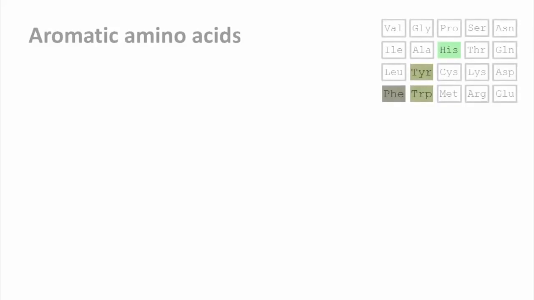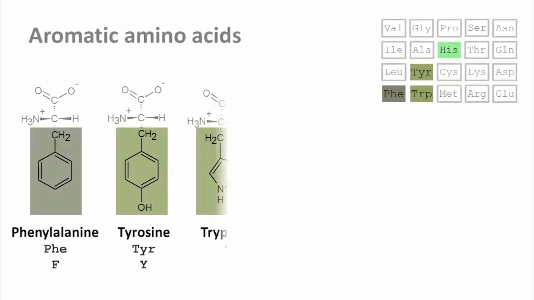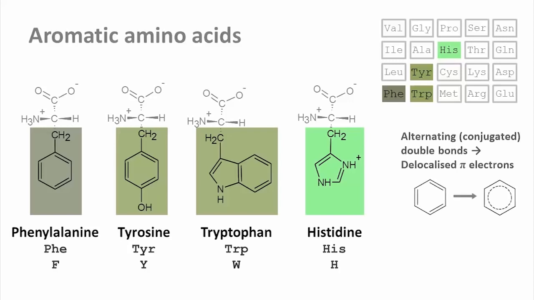The aromatic amino acids are phenylalanine, tyrosine, tryptophan, and histidine. The one thing they all have in common is that they contain ring structures, a benzene ring in the case of the first three, with alternating, we also say conjugated, double bonds, whose pi electrons are delocalized, literally all over the place. Other than this property, these 4 amino acids have not so much in common.